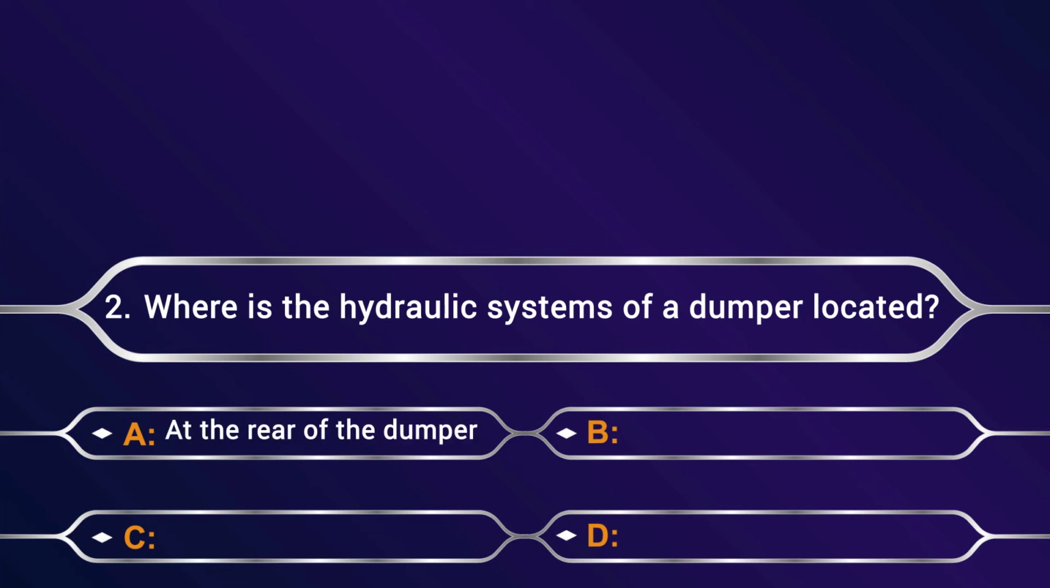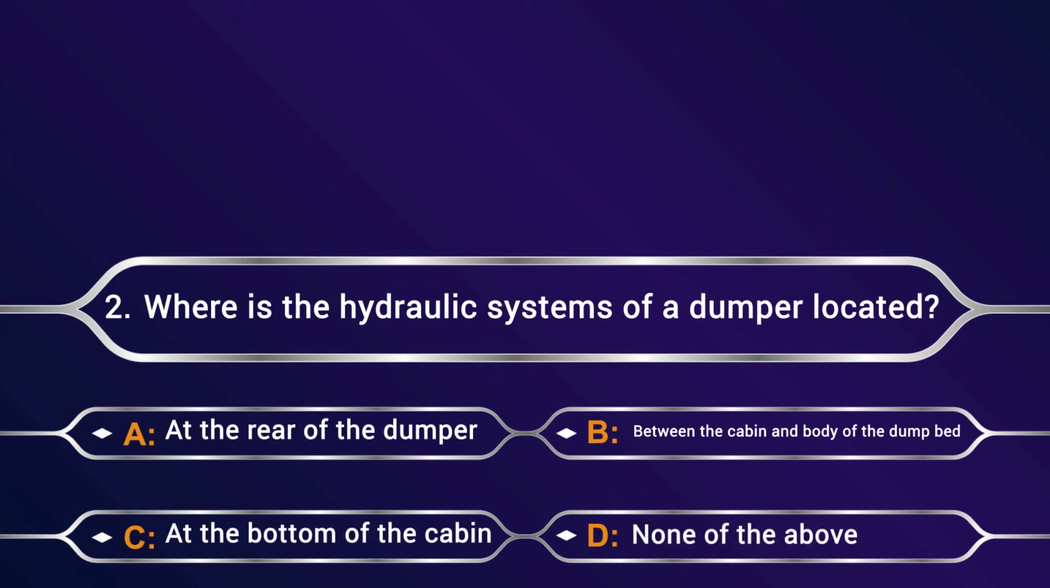Question 2. Where is the hydraulic system of a dumper located? Option A. At the rear of the dumper. Option B. Between the cabin and body of the dump bed. Option C. At the bottom of the cabin. And option D. None of the above. Yes, you guessed it right. It's between the cabin and body of the dump bed.